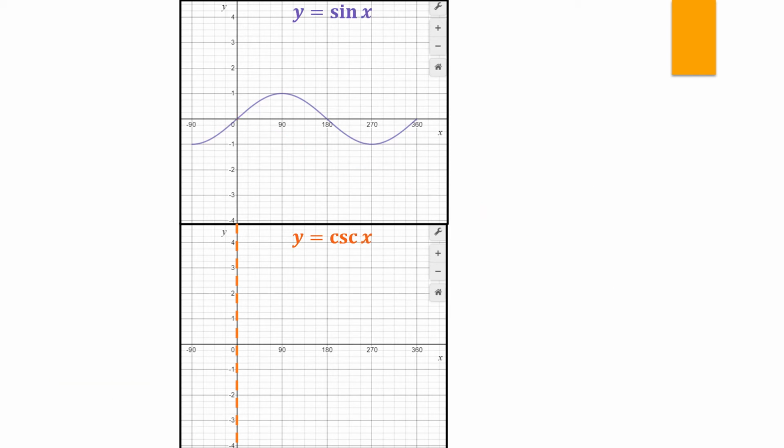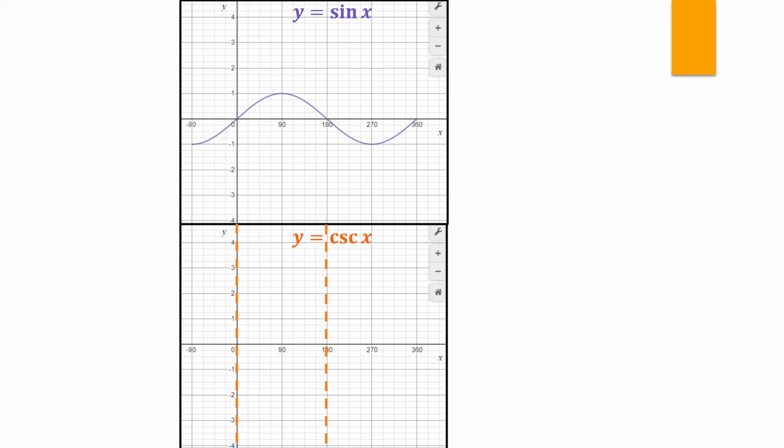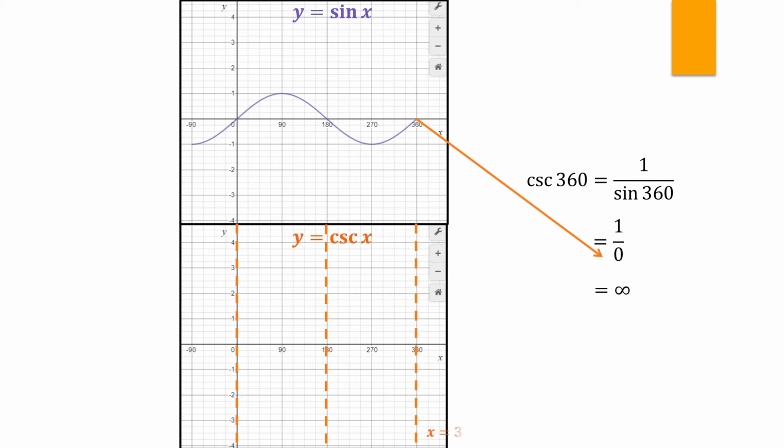So the next root on our y equals sine x curve is at 180 degrees. And so again, we would be divided by 0 for our cosecant of 180, and so again we have another asymptote at x equals 180 degrees. And the final root that we have for our y equals sine x for the domain shown is at 360 degrees, and so we're going to get another asymptote at x equals 360 degrees.